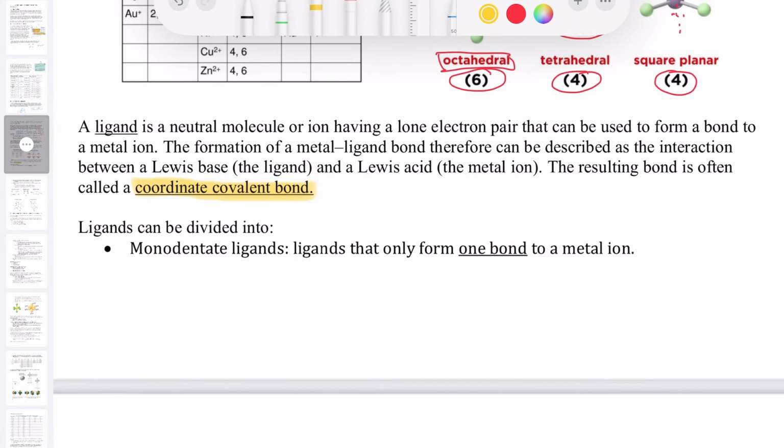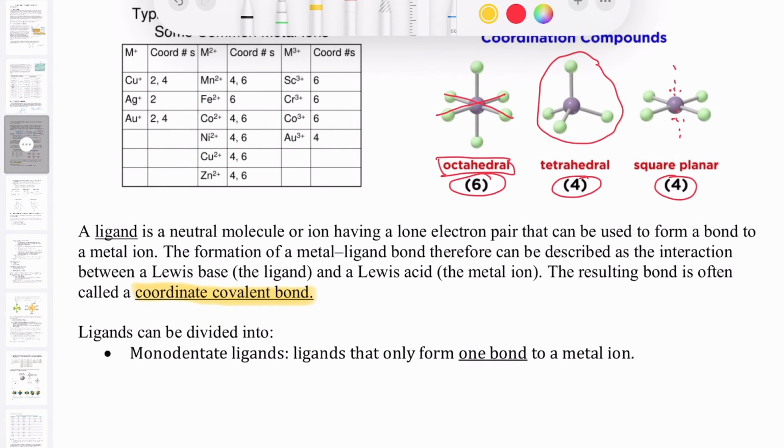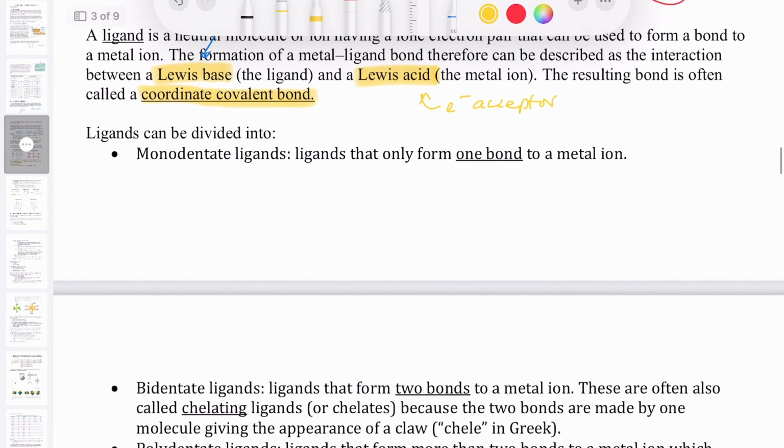And that bond is actually formed by an interaction between the ligand. The ligand in this case is donating electron pairs to make that bond. And so the ligand acts as a Lewis base. Remember that a Lewis base is an electron donor. And then the transition metal ion in this case acts as a Lewis acid because it's the electron acceptor. So it's pretty much just a Lewis acid-base reaction. So the 2 of them come together and they form this complex.